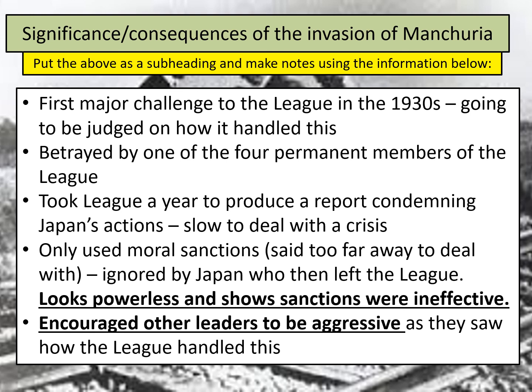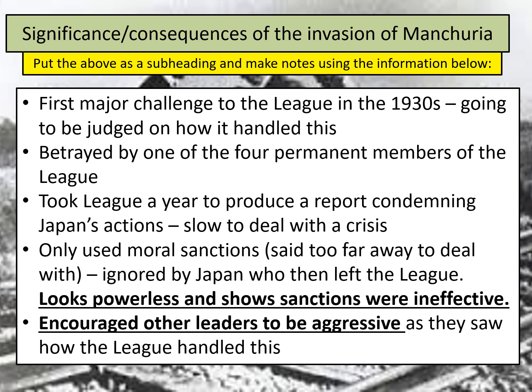If Japan can just leave afterwards with no consequences, it sends a real sign to the rest of the world that the League isn't going to stand up for its beliefs. And it encourages other leaders to be aggressive, as they can see that the League is weak. And we're going to see that it leads to, in 1935, Mussolini, the leader of Italy, invading another innocent nation, an event which is the final blow to the League of Nations.